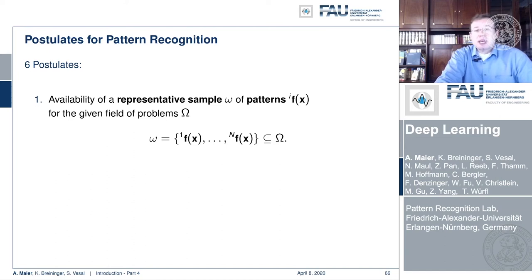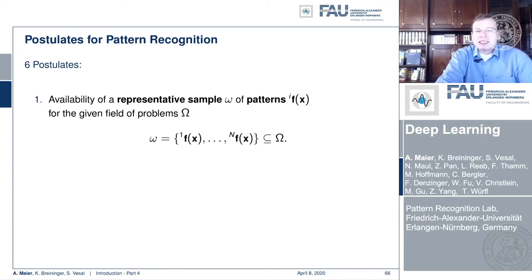Of course, we have a couple of postulates, and those postulates also apply in the regime of deep learning. So in classical pattern recognition, we are following those postulates. So the first postulate is that there's a variability of representative sampling patterns. And those sampling patterns are given in the class, in the problem domain omega here, and you have training examples for all of those classes, and they are representative.